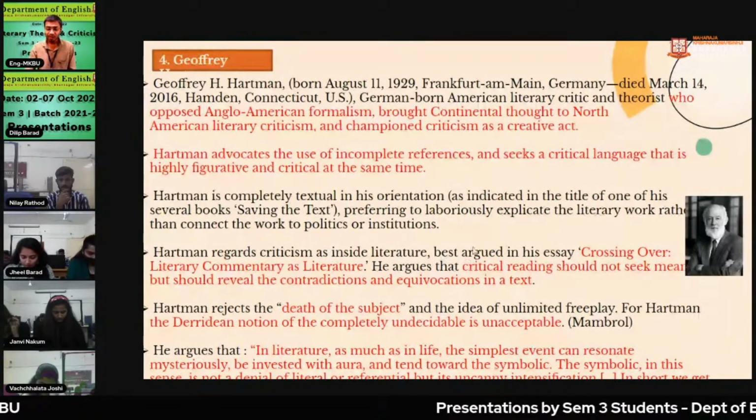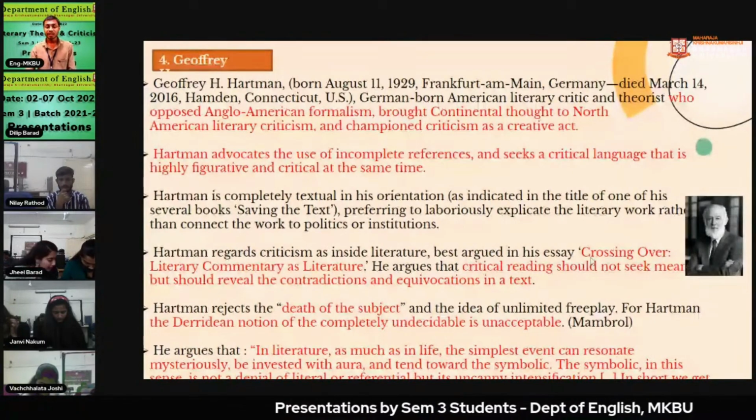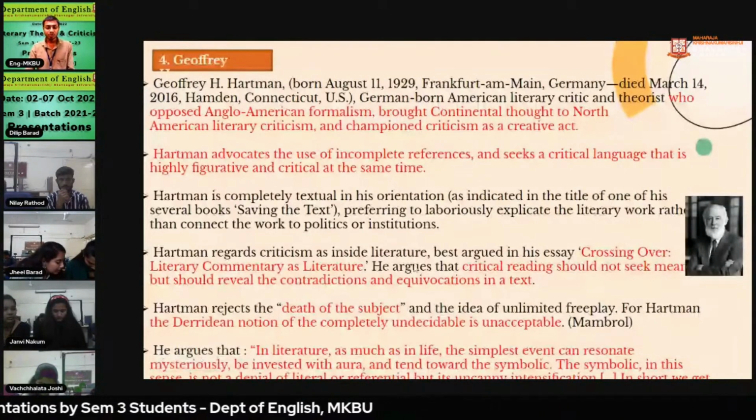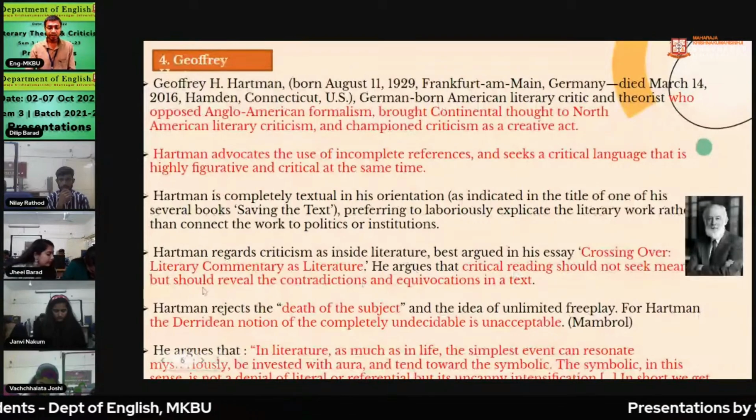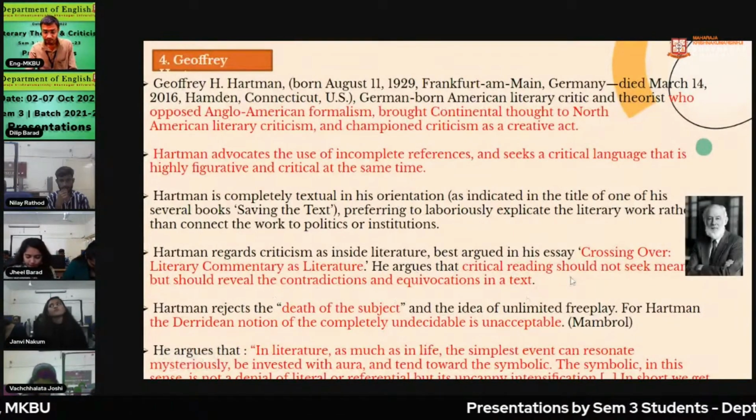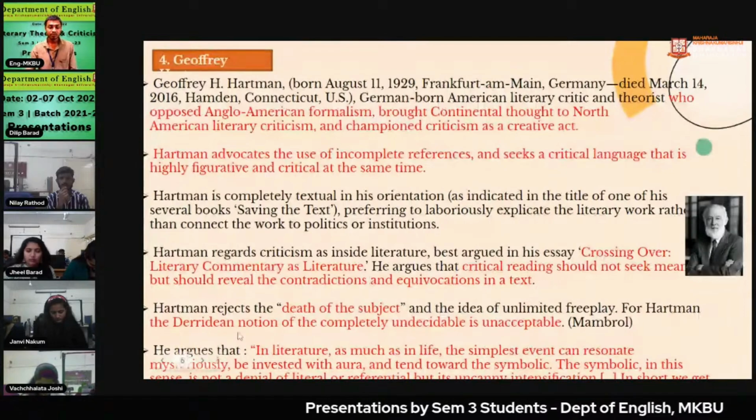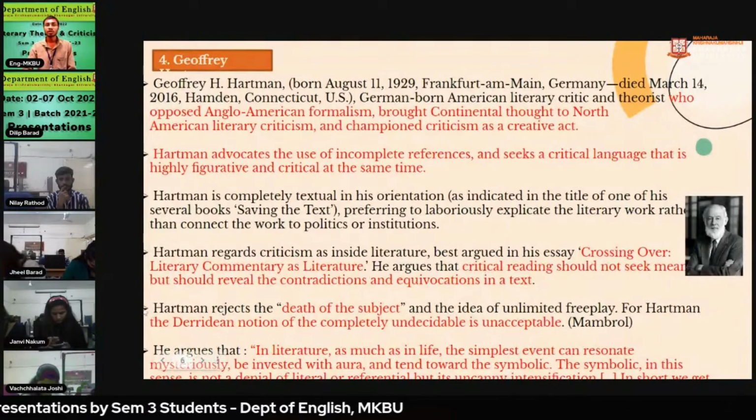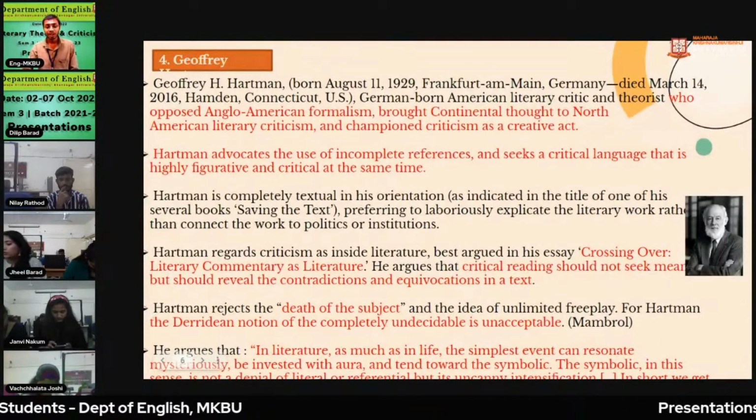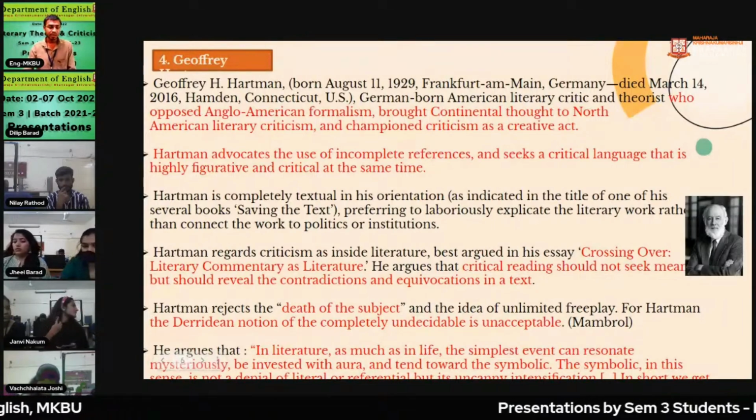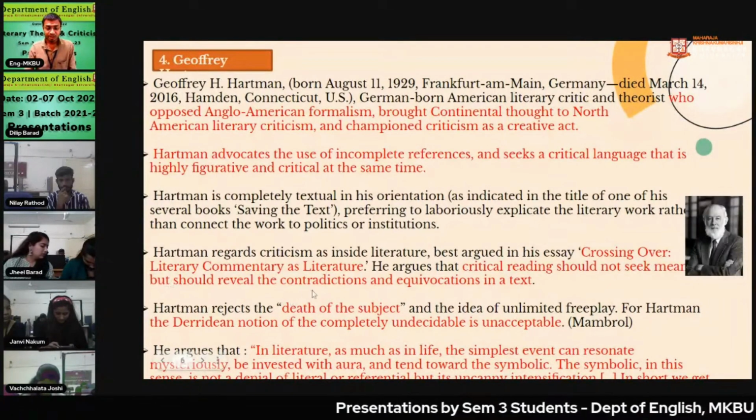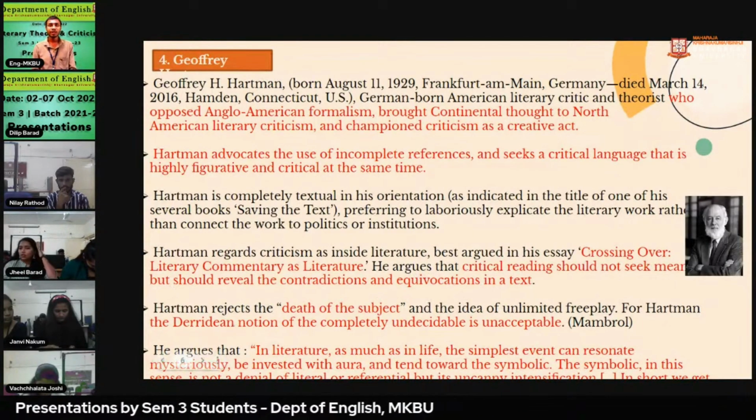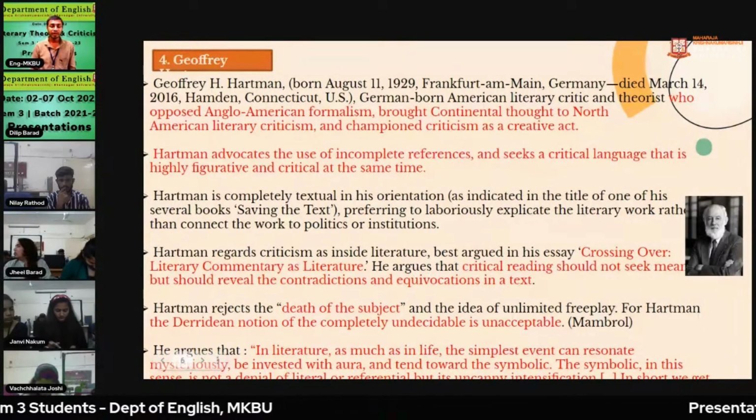So Hartman argued in his essay Crossing Over, literary commentary as literature, that critical reading should not seek meaning only. It is not about just deriving meaning out of anything that we are criticizing, especially the literary text, but should reveal the contradictions and equivocations in a text. So what kind of conflicts are there? What kind of binaries are put in there, and what kind of similarities are raised by the author?